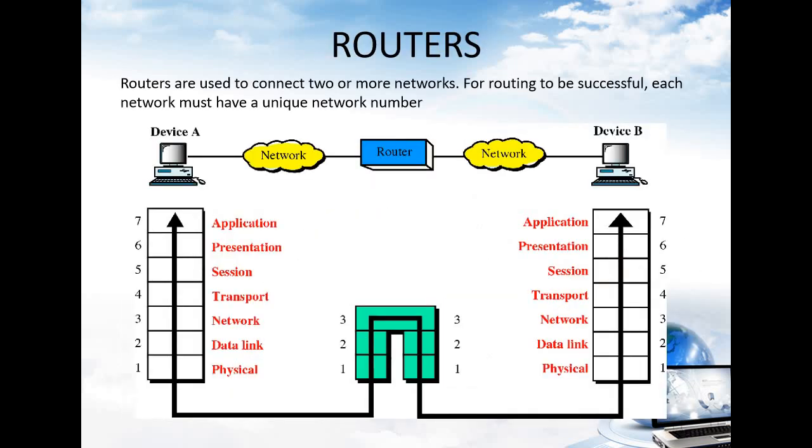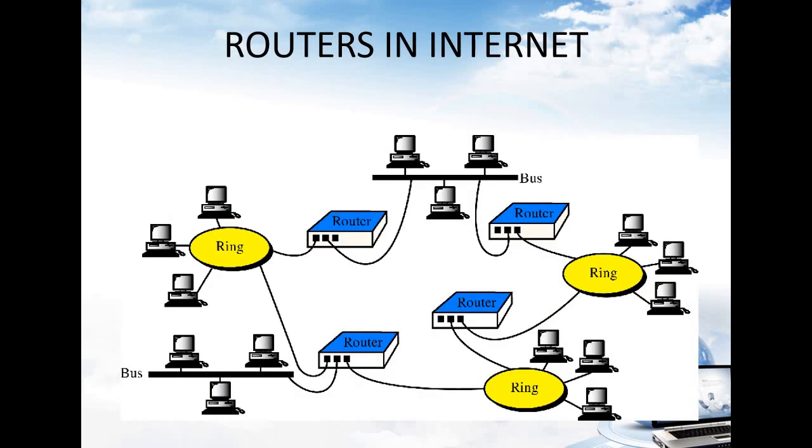What are routers? Routers are used to connect two or more networks. For routing to be successful, each network must have a unique network number. Device A, via the network through the router, will pass the information to device B. In the diagram, the green color shows that it occupies the physical layer, data link layer and the network layer. So routers are used to connect two or more networks.